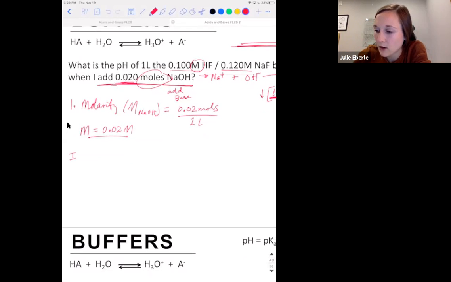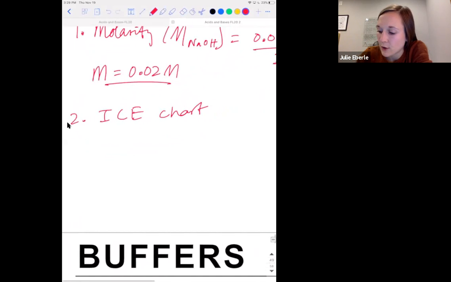Now we're going to make what we call an ice chart. Anybody heard of an ice chart? In an ice chart, we are going to write down I stands for the initial concentrations. C stands for change in concentration. E stands for the new equilibrium concentrations of what? Of the weak acid, here it's HF, and the conjugate base.